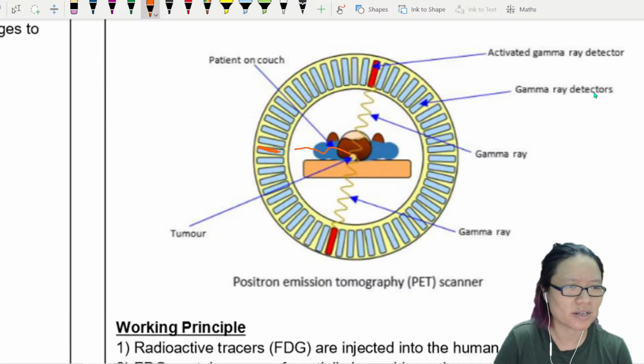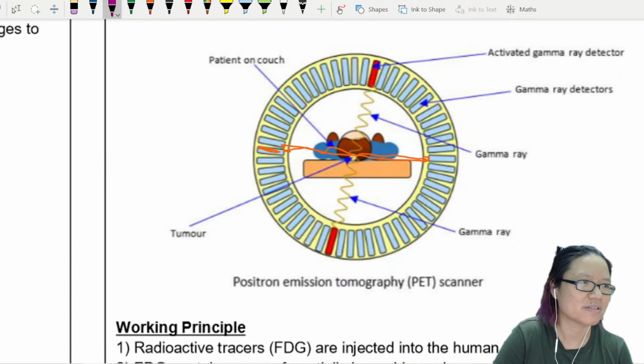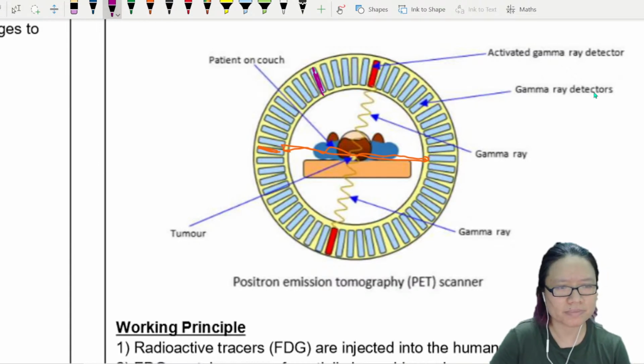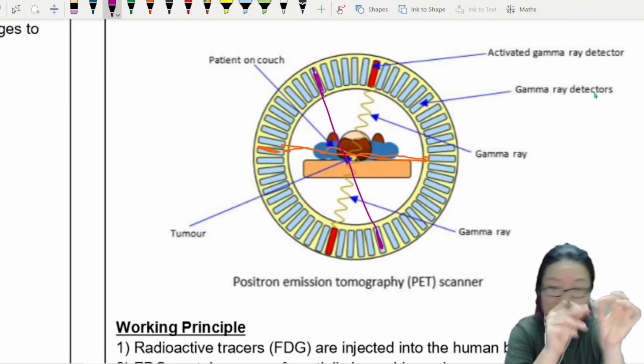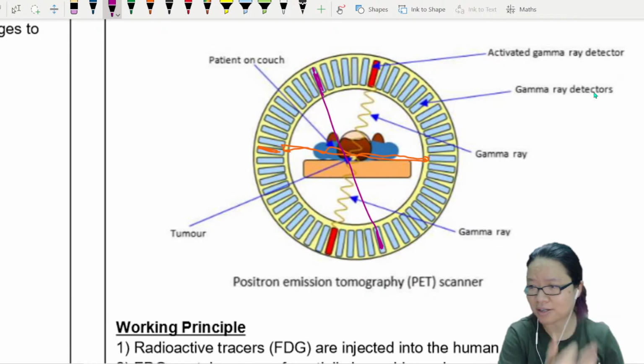So let's say another annihilation ping here and ping here. So they'll draw a straight line here. And then after that, another ping here and here. Then they will draw a straight line here. So after drawing multiple straight lines, we can zero in on the source of the cancer cell.